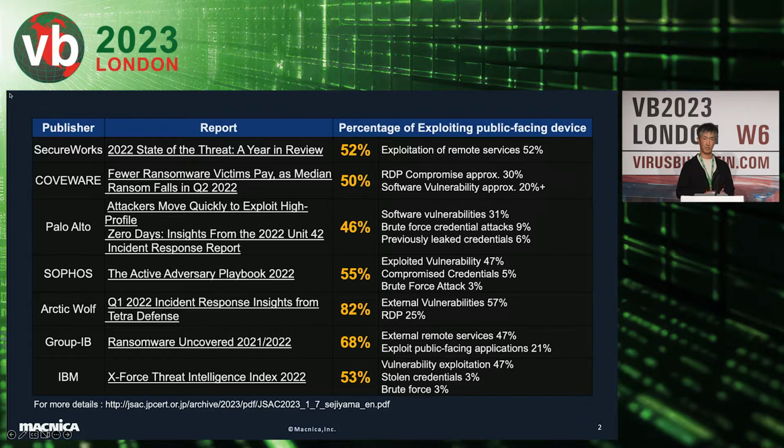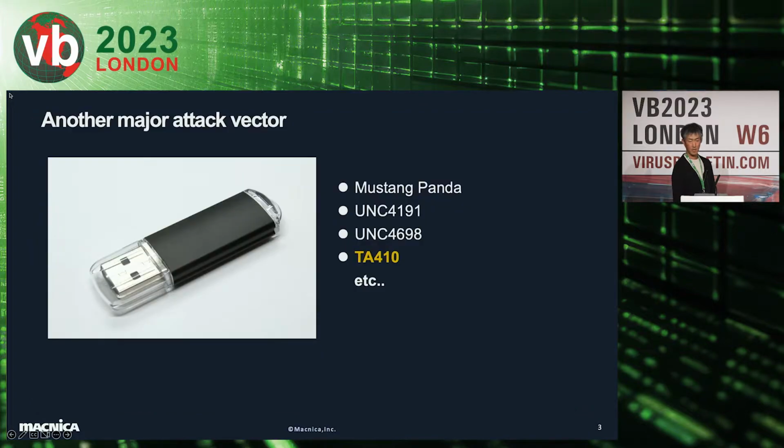However, there is another major attack vector, especially in APAC. That is a USB. There are some threat actor groups who use a USB device as an initial access method. One is Mustang Panda, who use a USB device to infect projects, and ANC 4191 and ANC 4698. These groups use USB devices to infect their custom backdoors, and TA410.